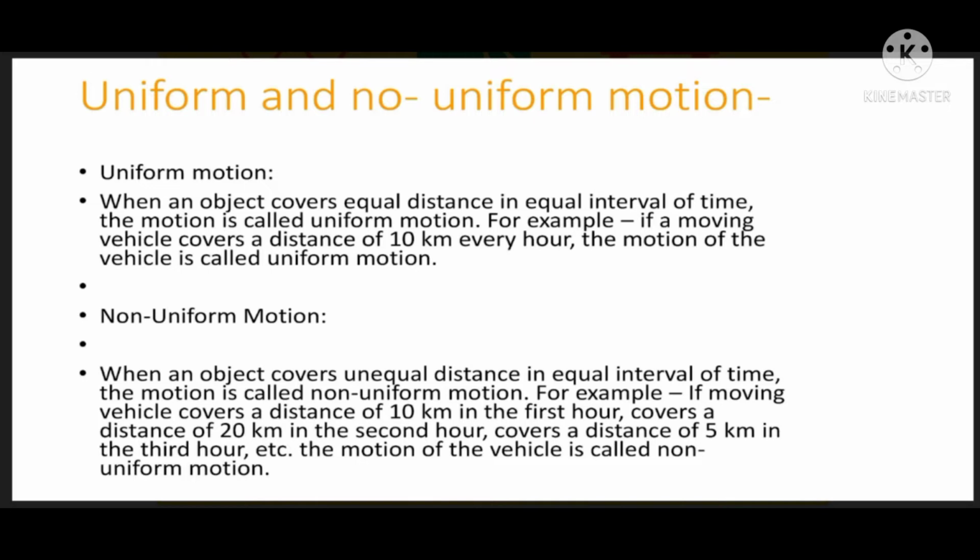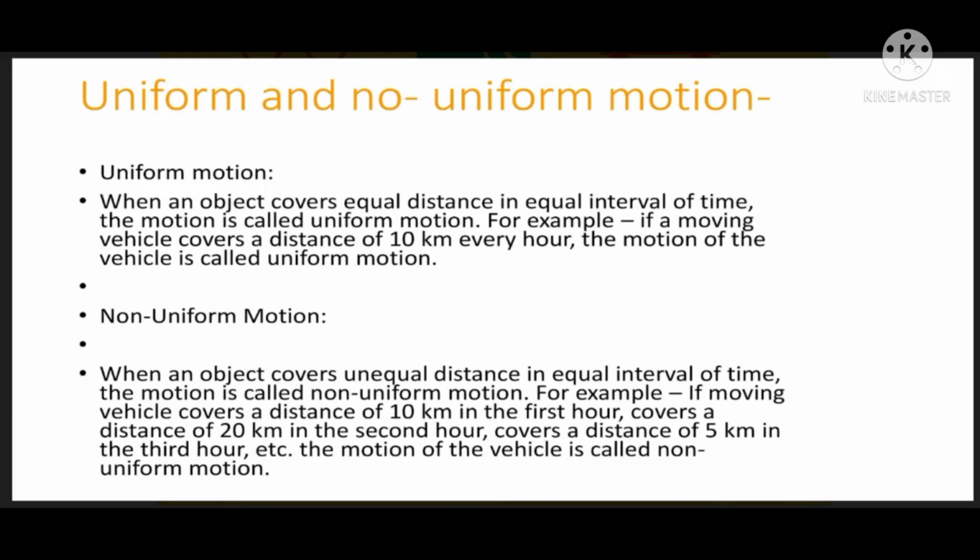When an object covers unequal distance in equal interval of time, the motion is called non-uniform motion. For example, if a moving vehicle covers a distance of 10 km in the first hour, 20 km in the second hour, 5 km in the third hour, etc., the motion of the vehicle is called non-uniform motion.